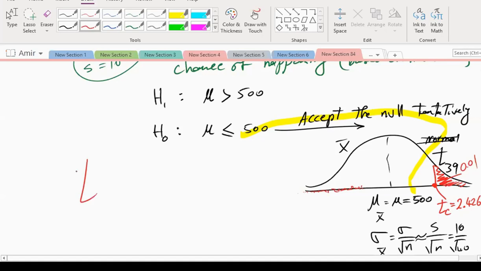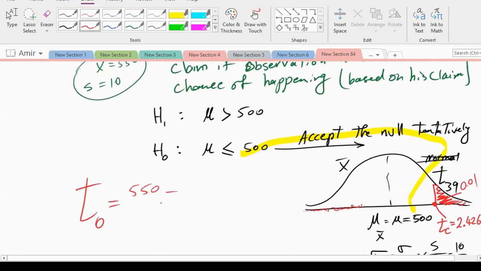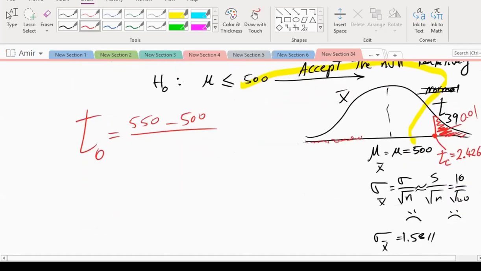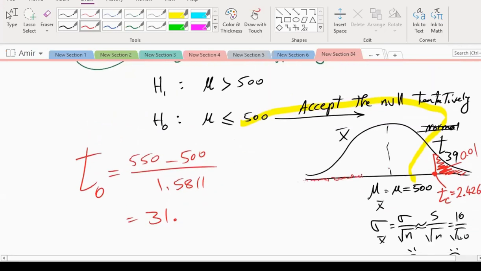Now let's find out what is the T of our observation. What was our observation? We observed 550. The claim is 500. And the standard deviation is 1.5811. So T of observation is where? 31.66. Wow, look at that. 31 standard deviations. So is T of observation here? No. Is it here? No. Is it here? No. It's way on this side. So this is the T of my observation. It is in the rejection area. Therefore, I reject the null, and I accept this claim.